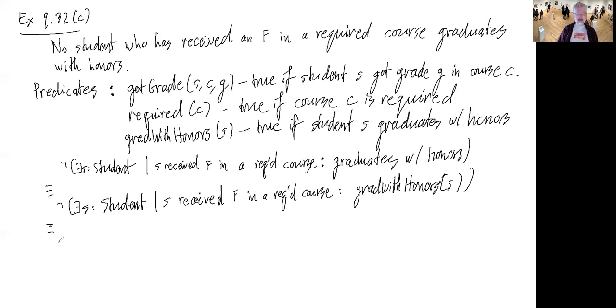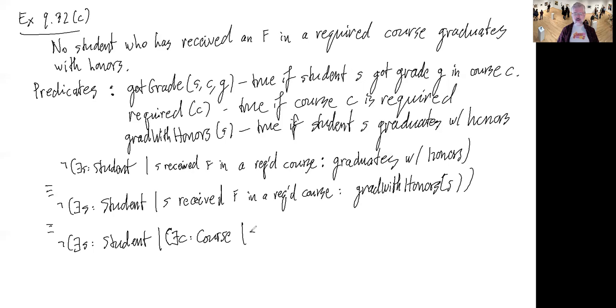Now, this is student S received an F in a required course. That means there must be a course C, right? Notice we're missing a name for a course here. So we're going to need to introduce a course name. And we're saying there is some course they didn't do well in. So there exists a course C such that, well, there's two things: C is required and S received an F in the class.